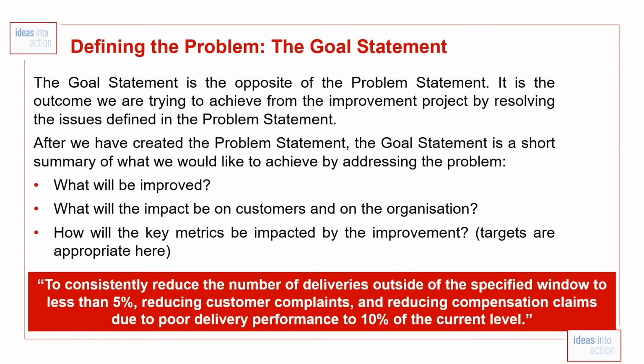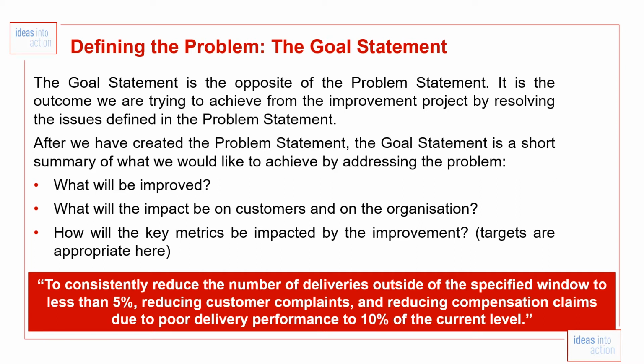After we define the problem statement, we go on to define the goal statement. And the goal statement is the opposite of the problem statement. It is the outcome we're trying to achieve from the improvement project by resolving the issues defined in the problem statement. So after we've created the problem statement, the goal statement is a short summary of what we would like to achieve by addressing the problem, and it will answer questions such as what will be improved, what will the impact be on customers and on the organization, how will the key metrics be impacted by the improvement, and we can put in some targets here.